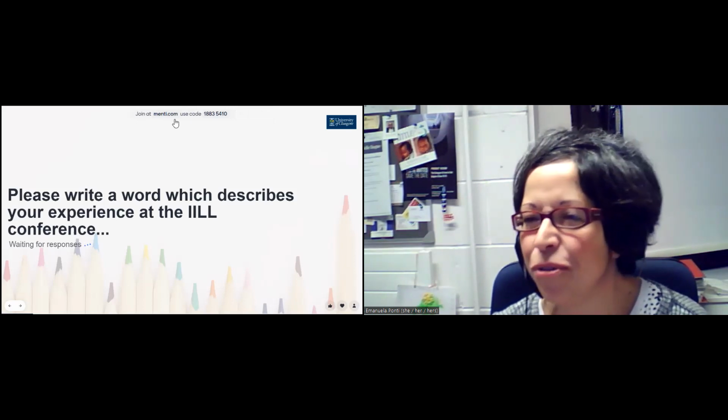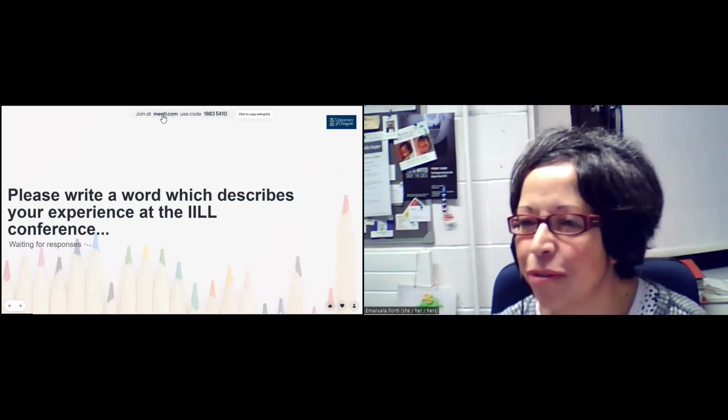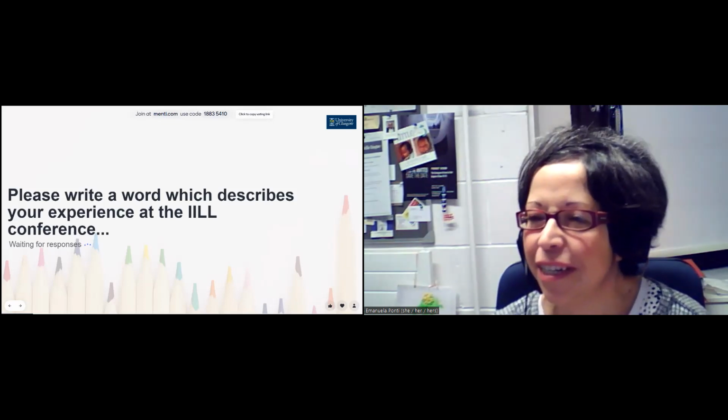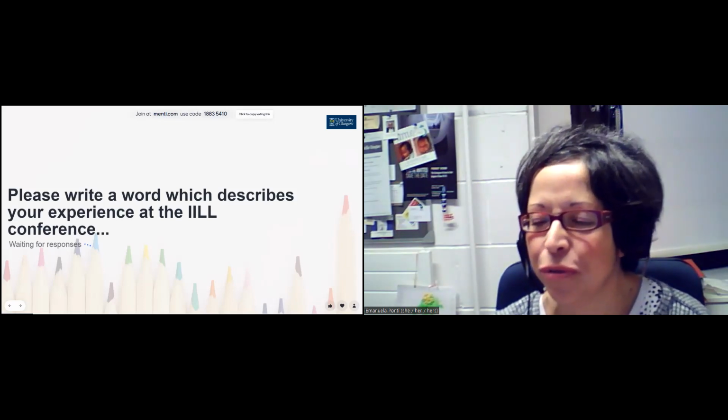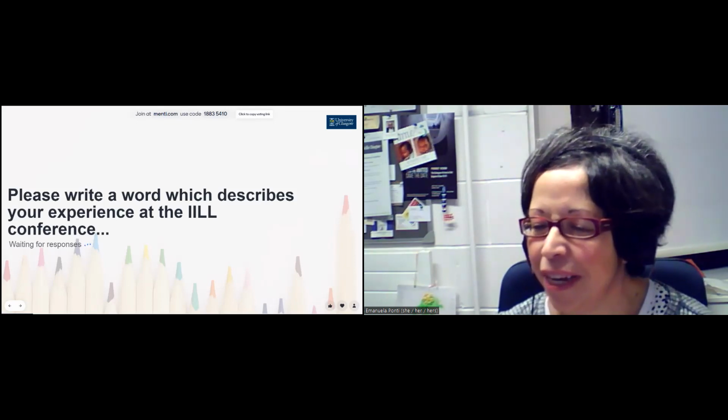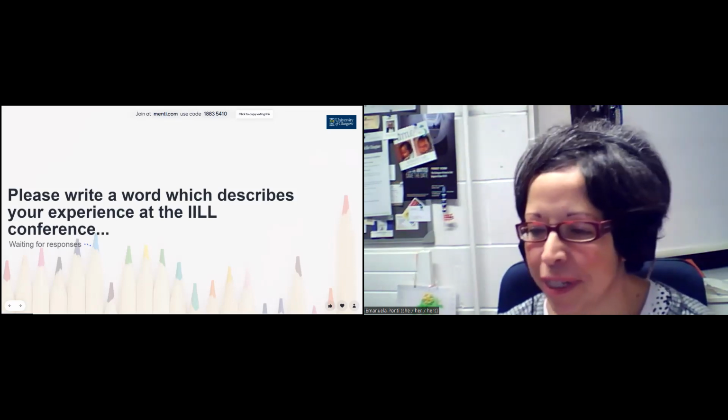As I said, basically all you need to do is put menti.com in your browser, and then you should see a line which asks you to insert this code, which is 18835410.